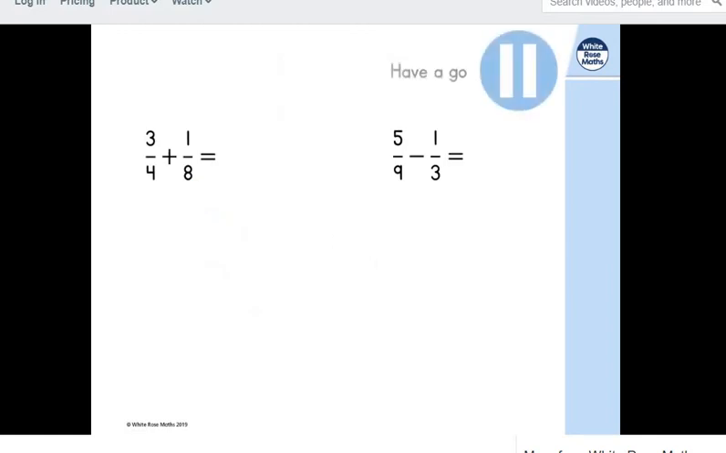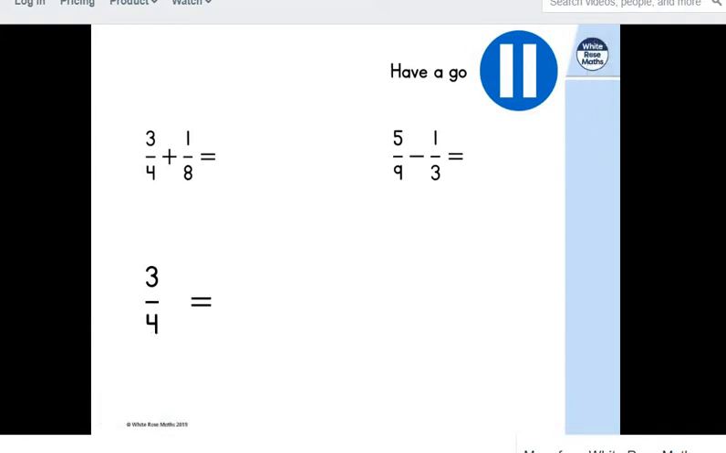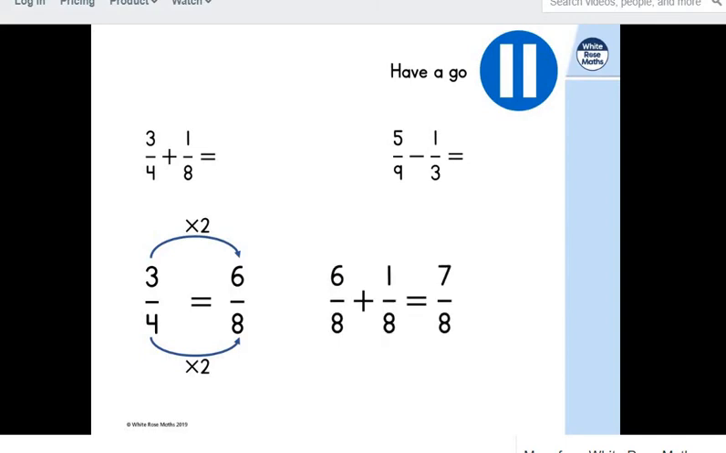What about these two? Pause the video, have a try for yourself first. Let's have a look. Let's find a common denominator. Well, 3/4 is equivalent to 6/8. So 6/8 plus 1/8 is 7/8.